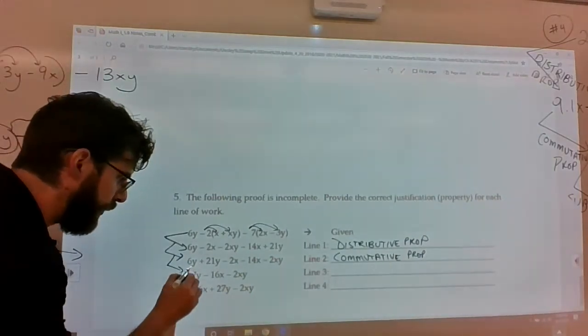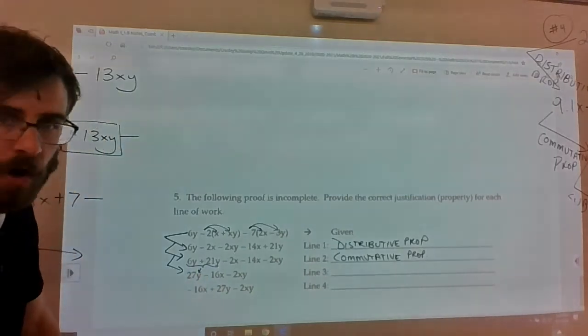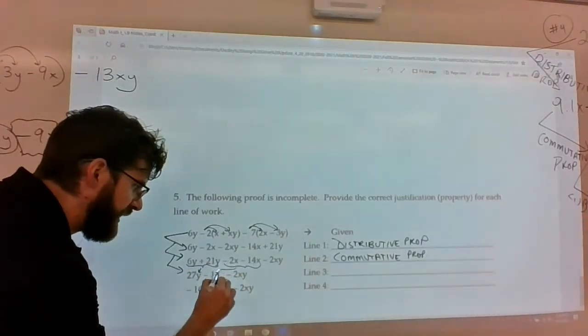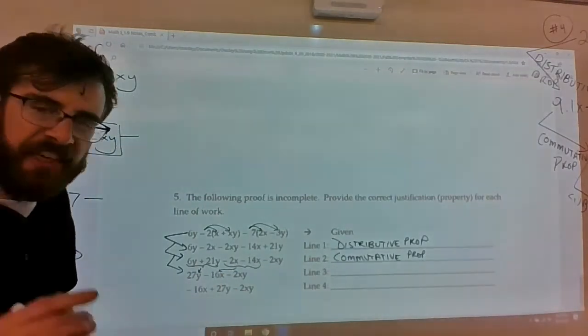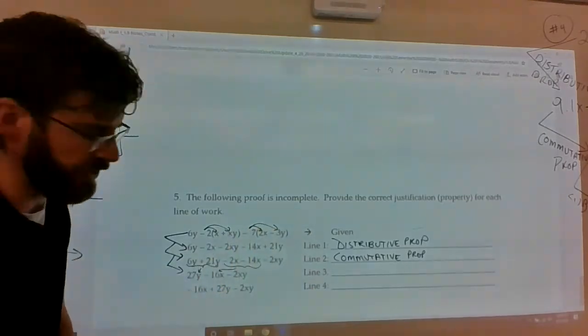Here is where we went from 6y plus 21x down to 27y. We went from negative 2x minus 14x down to negative 16x. That is the justification for basic calculations, substitution property.